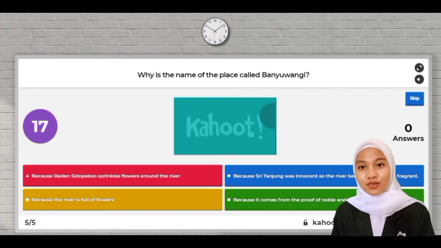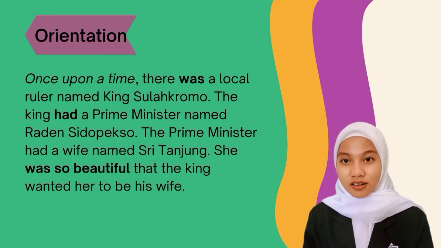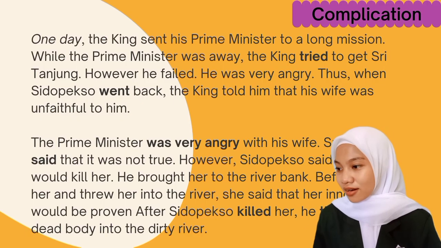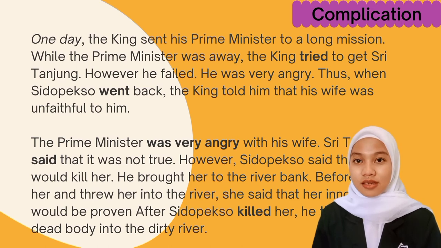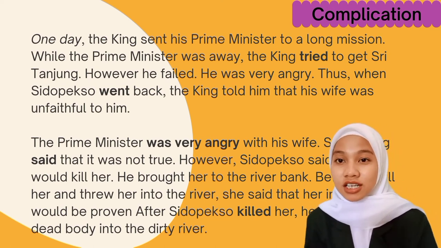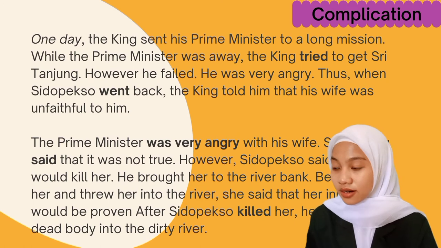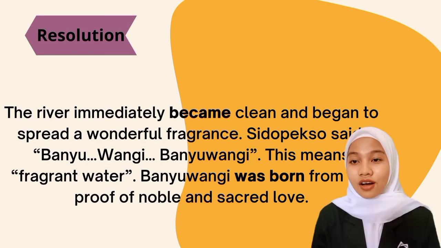I still have two or three questions for you. Just guess it, we can answer it together. Can you guess where is the orientation? That's good. It is the first paragraph. It is called orientation. How about the complication? That's good. The second paragraph is called complication, because it contains the problem of the story. And where is the resolution? So the resolution is located at the end of the second paragraph, beginning with: the prime minister was very angry. So how about the coda or reorientation of the story?